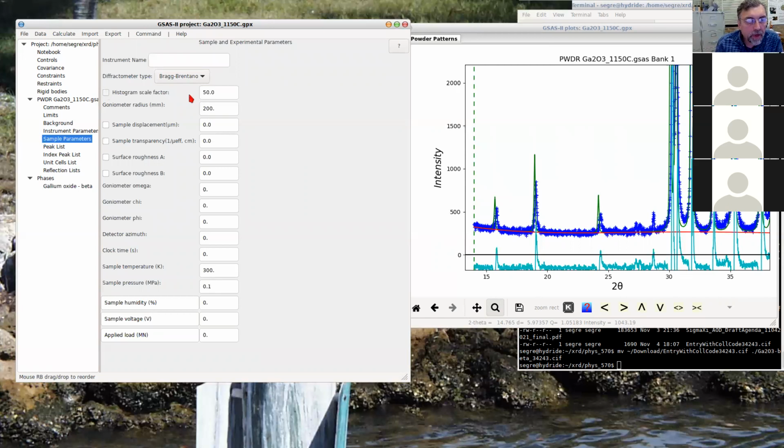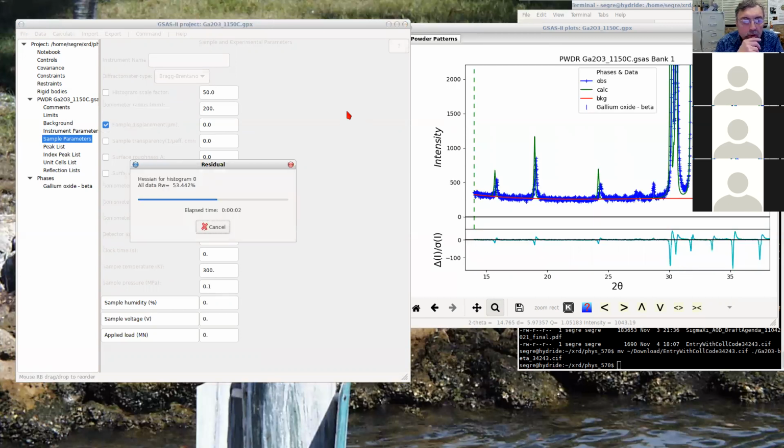I can turn this on, but I prefer to turn on the sample displacement first, because I know that this is a problem in our diffractometer. It's always a potential problem. So I'm going to calculate this and see if the lattice parameters and the sample displacement both get me very close to my peaks being in the right place. And it's doing much better. You can see we're getting very close now.